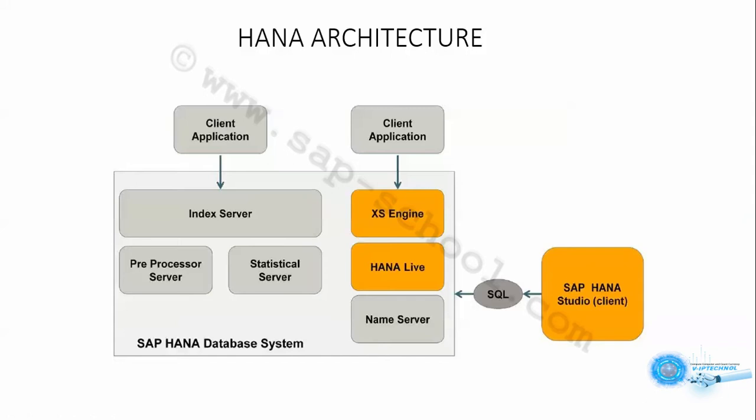So HANA is an in-memory column oriented relational database. It is developed in C++ and designed to run on Linux servers. At a very high level, this slide details the architecture and the components of the HANA database. Other database management systems are typically either good at transactional workloads or analytical workloads, but not both.